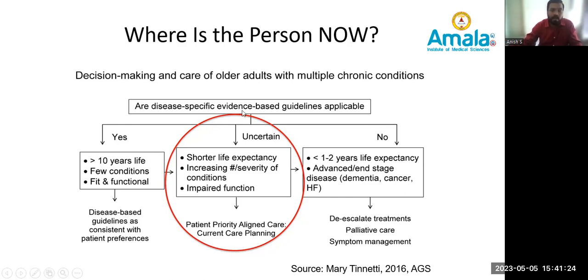And this is the area where we would have more planning when it is uncertain whether the disease-specific guidelines are applicable or not. There is shorter life expectancy, but increasing severity of condition. There's an impaired function. And here the patient priority aligned care or the current care planning becomes very important.